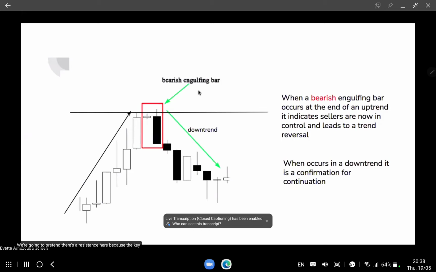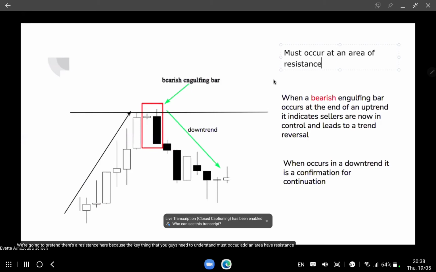Because the key thing that you guys need to understand is that it must occur at an area of resistance. I don't care if that's your supply zone, your resistance zone, an order block, whatever the case may be, it must occur at an area of resistance to have some sort of validation. You cannot trade just based off of your candle signals alone. You're going to lose. You need to use this in conjunction with other confirmations. You have factors of confluence, you guys. That's seriously a fancy way of saying multiple confirmations. Okay, you need to have multiple confirmations when you're entering your trade.